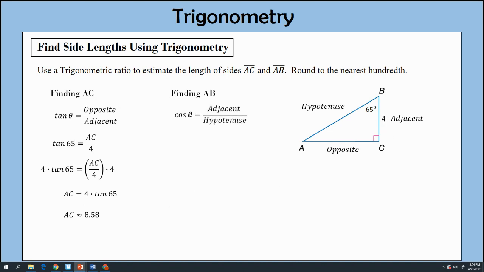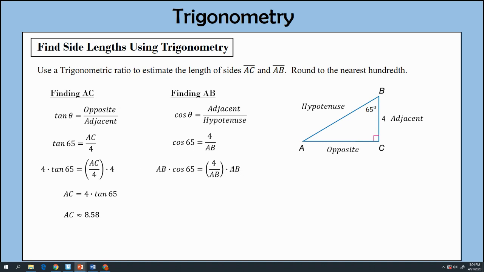I'm going to use cosine of theta is adjacent over hypotenuse. Again, 65 is the angle we're working from. 4 is adjacent, hypotenuse is AB. I wanted to show you this one specifically because if you notice, the AB is in the denominator now and I have to solve for AB. So we're going to have to multiply both sides by AB.